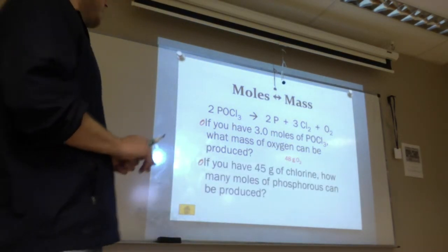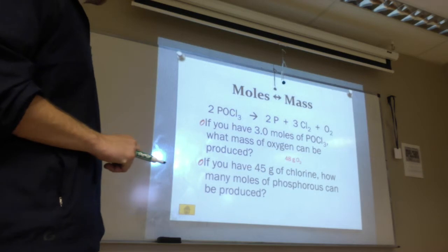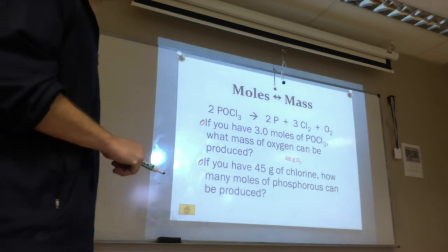If you have 45 grams of chlorine, how many moles of phosphorus can you produce? Ooh, this one's a little different. Reverse.